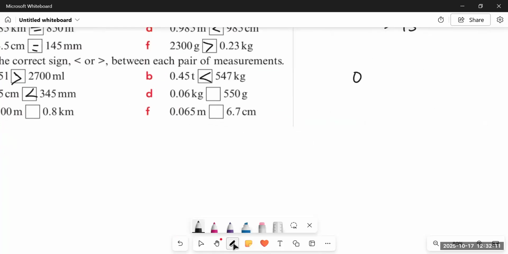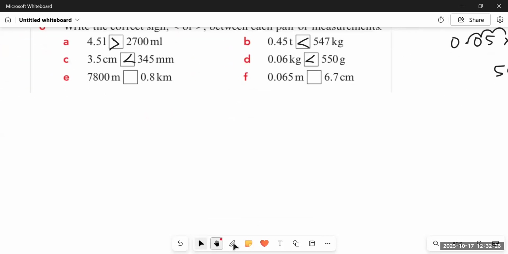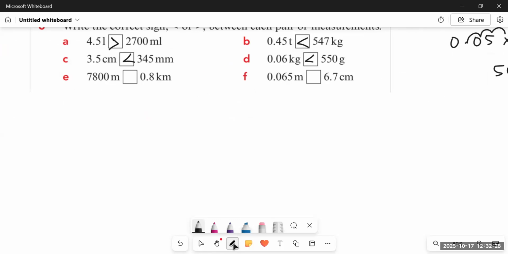In the next one, we had 0.05 kilograms. So we have to multiply it by 1000. It would become 50 grams. And here we have 550. So 550 is greater. And last of all is 7800 meters and 0.8 kilometers. So 0.8 multiplied by 1000 is equal to 800. And 7800 is greater.